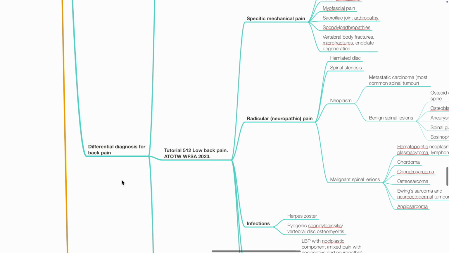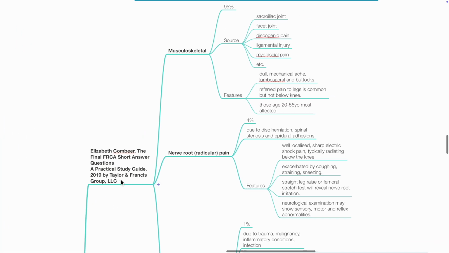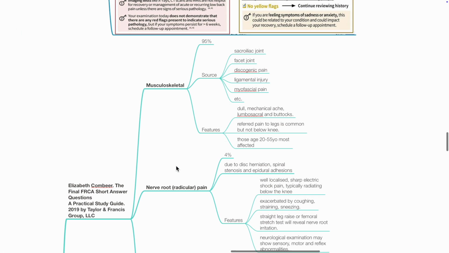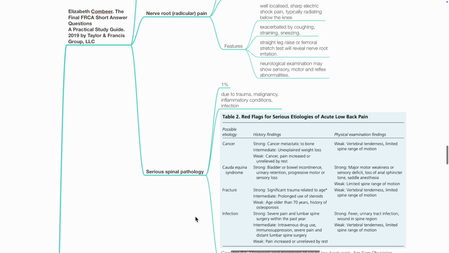Differential diagnosis for back pain. This includes musculoskeletal 95%, nerve root or radicular pain 4%, and serious spinal pathology 1%. Sources of musculoskeletal pain include sacroiliac joint, facet joint, discogenic pain, ligamental injury, myofascial pain, etc. Features include dull mechanical backache. Referred pain to legs is common but not below knee. Those aged 20 to 55 years old are most affected.